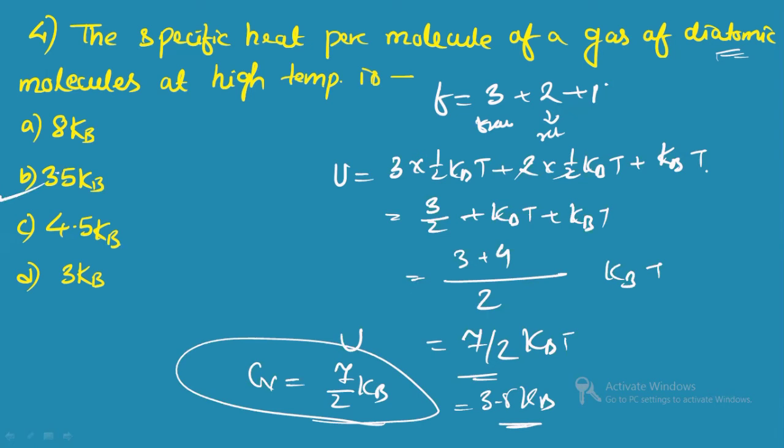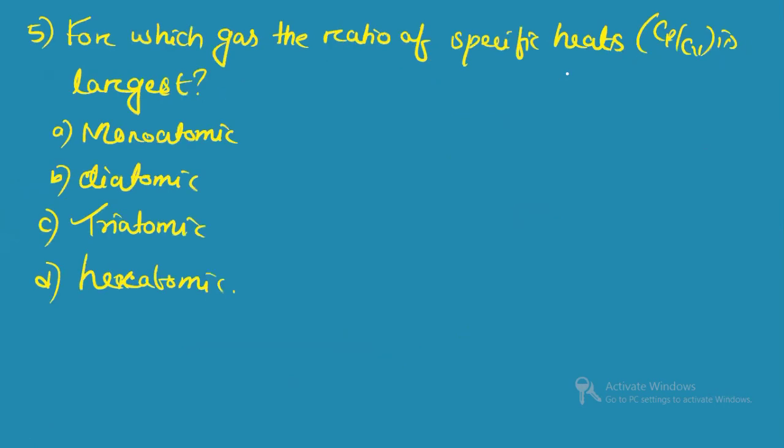You have to just see the degree of freedom, find the energy, and then find CV. You have to know how many degrees of freedom are there. Energy associated with each rotational and translational degree of freedom is half kBT, and that of the vibrational is kBT. Clear?